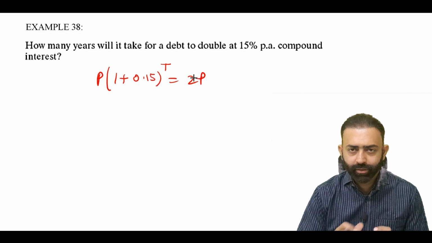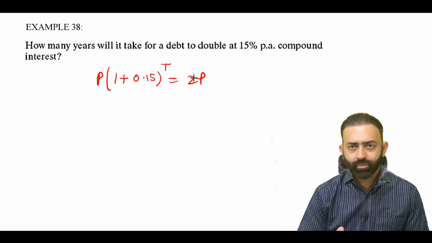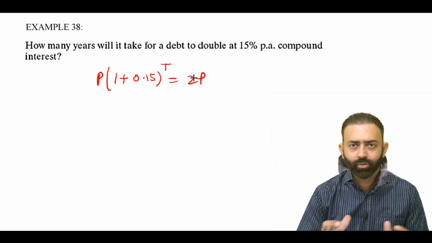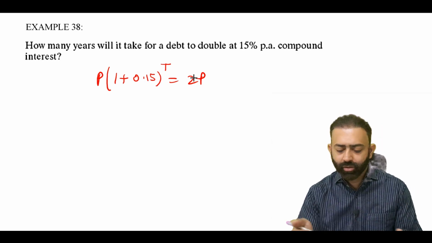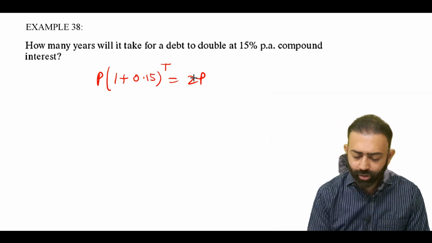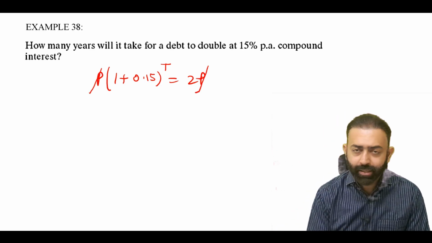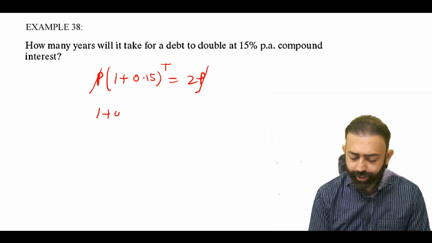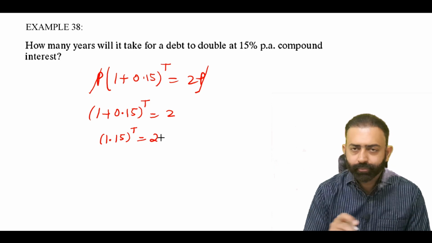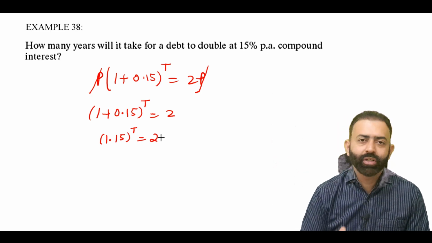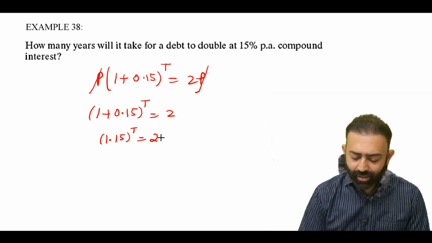So far so nice. This is twice, to get double. The final amount is double the original amount, so the original amount is P and I write this as 2P. So I cancel this P with this P. So (1 + 0.15)^t is equal to 2, meaning 1.15^t is equal to 2. Now there are two ways to solve this exponential equation.